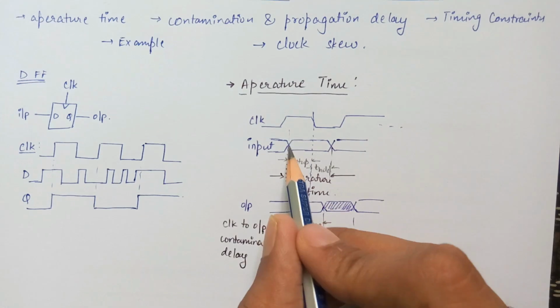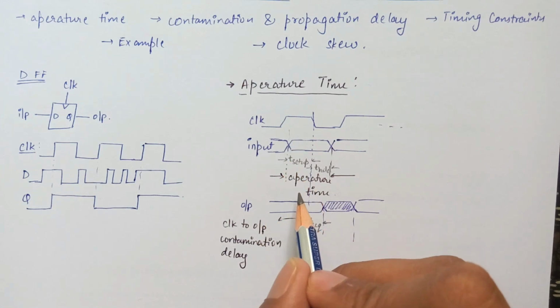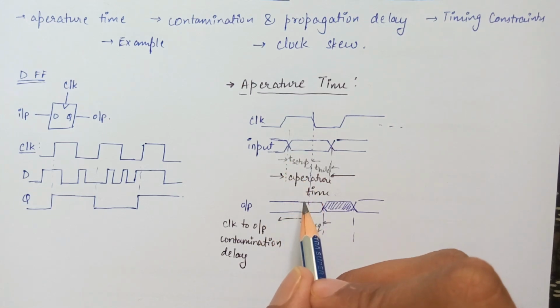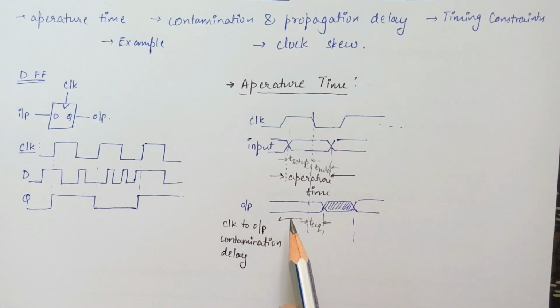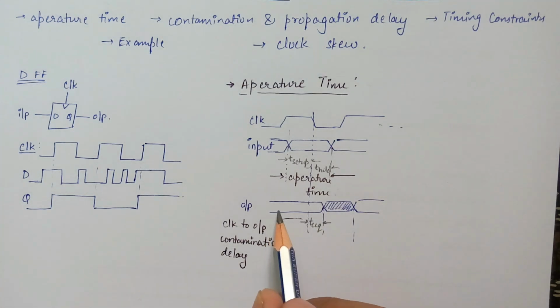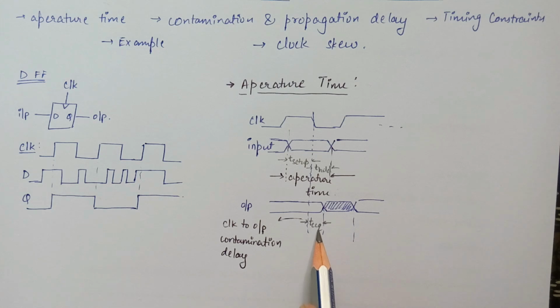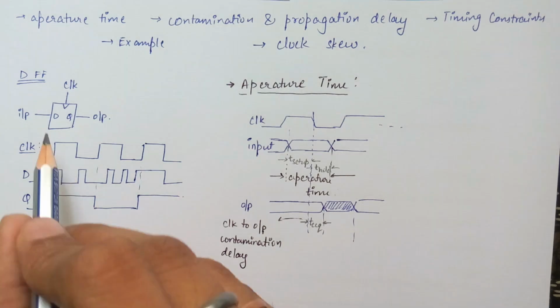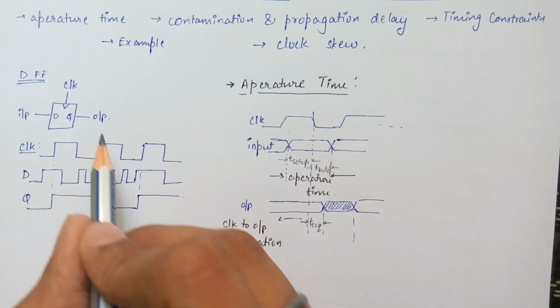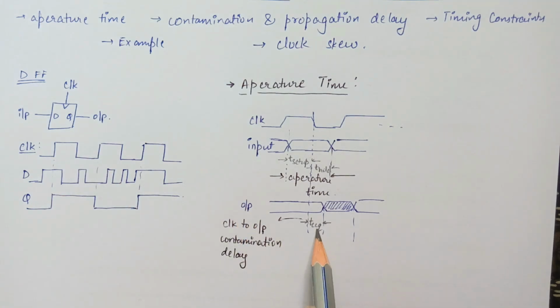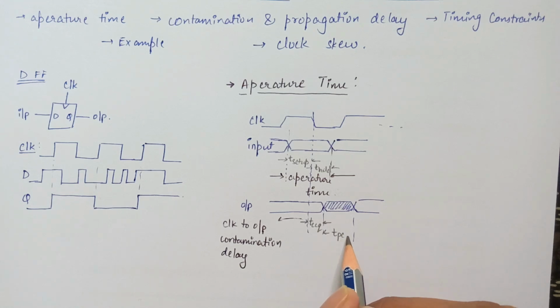In combinational circuits, these delays were measured from the point the input changes. But in synchronous sequential circuits, such as flip-flops or FSMs, the delays are measured with respect to the clock. So the contamination delay of a flip-flop is called clock to output contamination delay, TCCQ. Q is usually the output node of flip-flops. It is clock to Q contamination delay. Similarly, TPD is called clock to Q propagation delay, which is TPCQ.